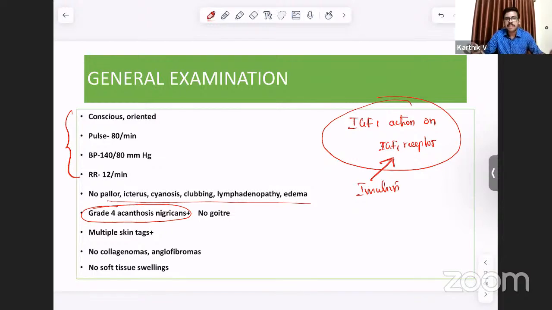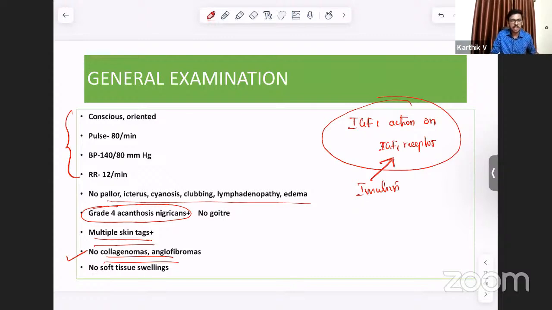So acanthosis nigricans in a patient with hypoglycemia signifies the possibility of hyperinsulinemia. So it gives you a clue that you are dealing with a hyperinsulinemic disorder. And again, multiple skin tags are also due to the growth proliferative action of insulin on the IGF-1 receptor. Now, can anyone say what is the link between collagenomas and angiofibromas in a patient with a hypoglycemic disorder? Anyone?